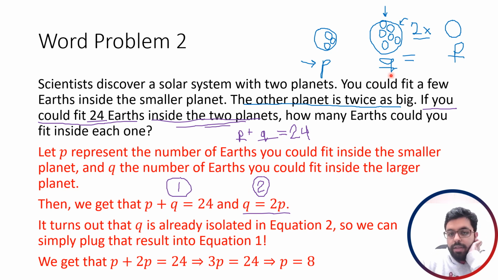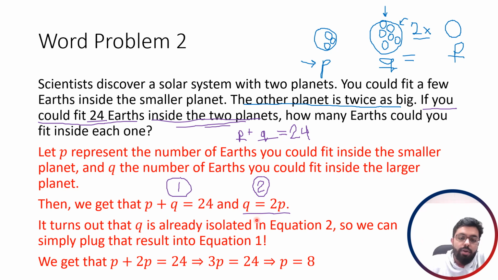Now, basically what we figured out from this line right here, the other planet is twice as big, is that the number of Earths that you can fit inside the larger planet, Q, is going to be 2 times the number of Earths that you can fit in the smaller planet, P. So Q is equal to 2 times P. So that's equation 2 right there.